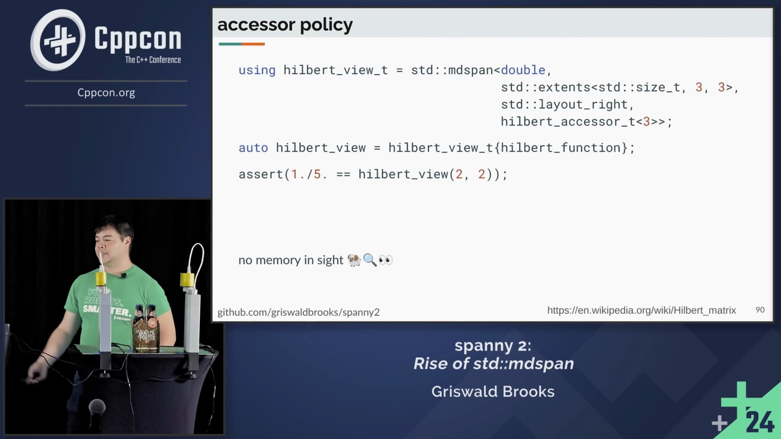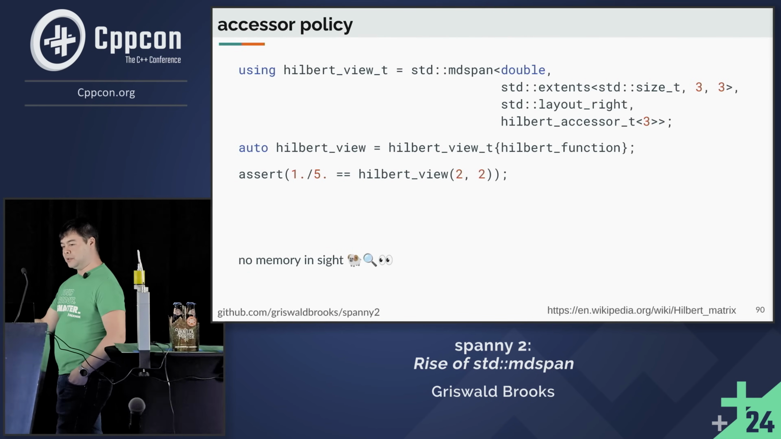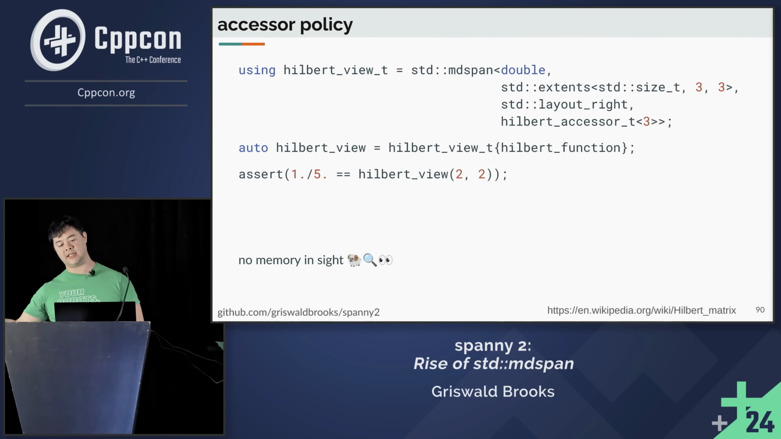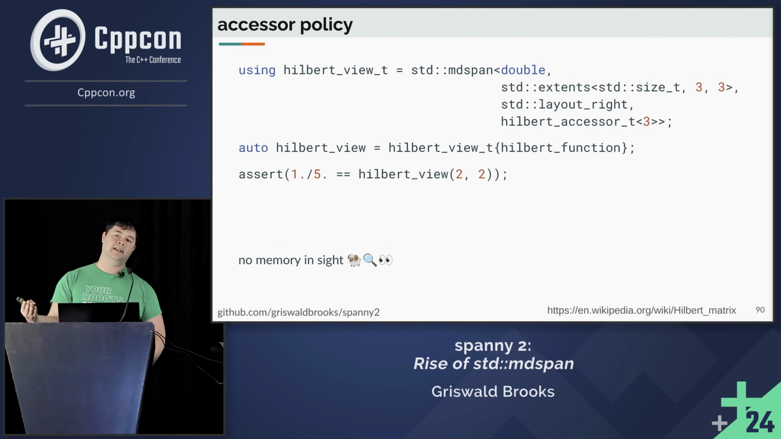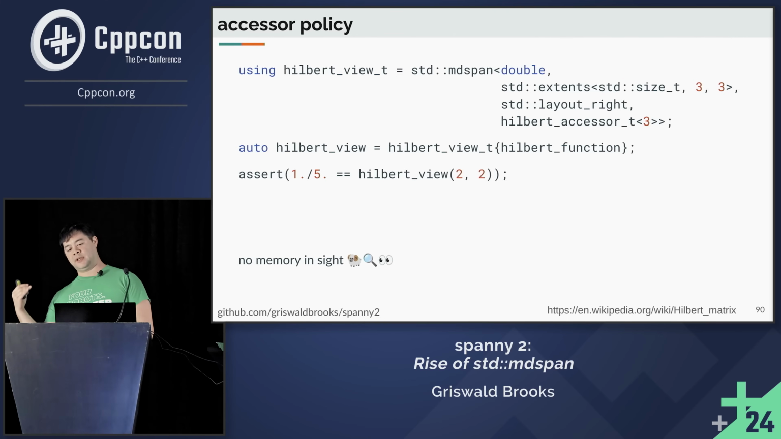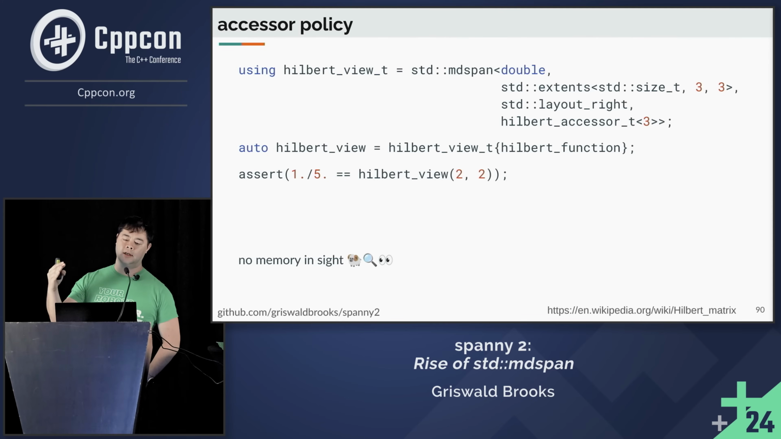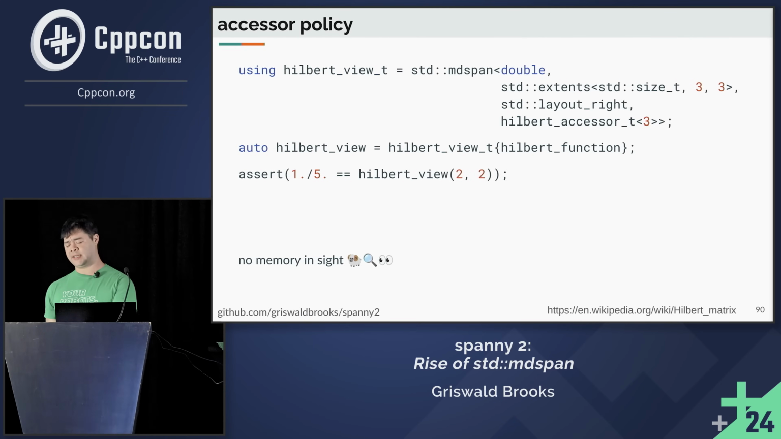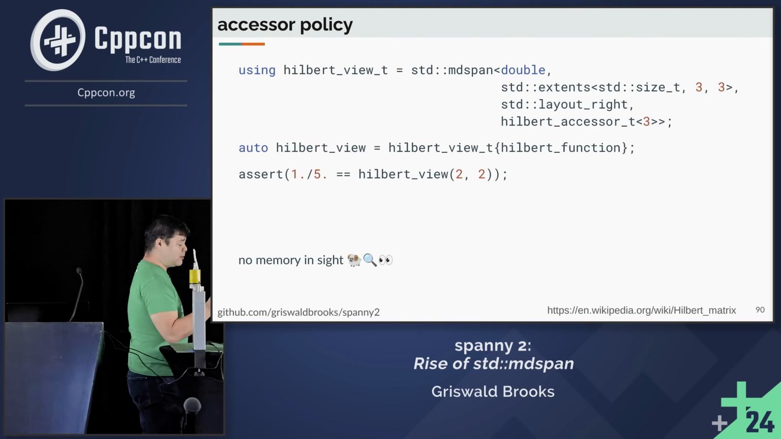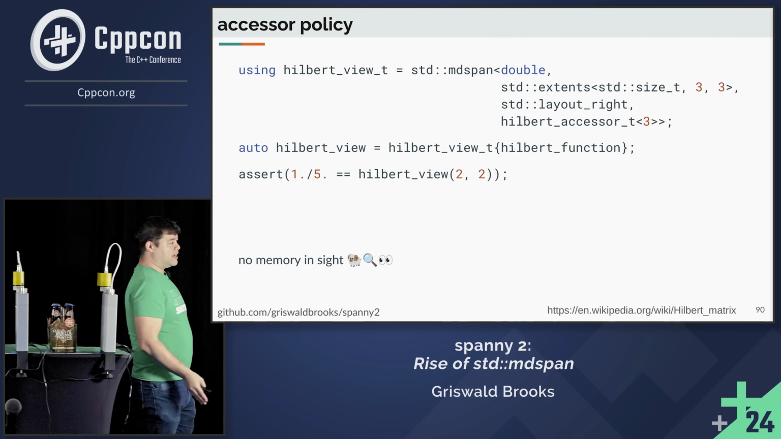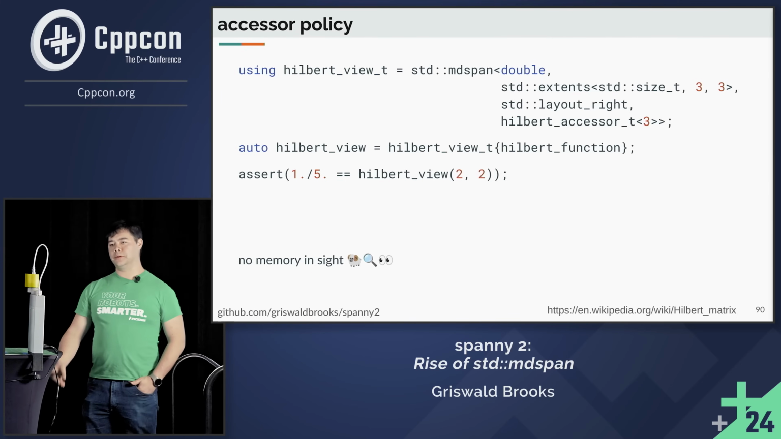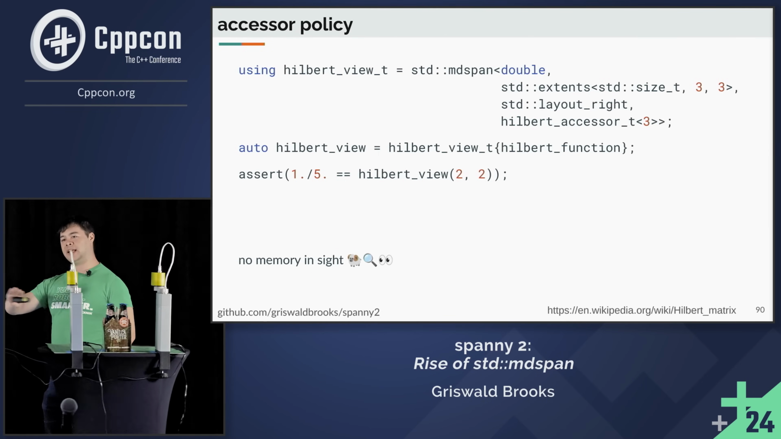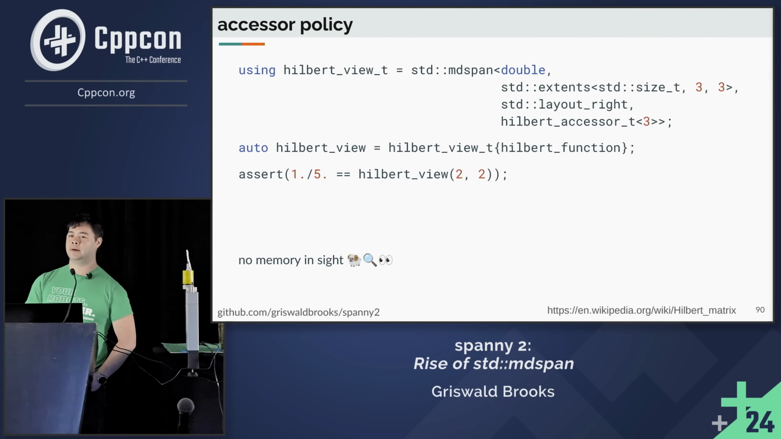And then we can use it. So we can make our mdspan Hilbert view with the 3x3 extents, and we have to specify layout right here because we need to specify the accessor. So then you have to tell it what the layout is. And we're going to tell the Hilbert accessor that it's going to be a width of 3. We give it that Hilbert function we made. And now when we access the elements of the Hilbert matrix, boom, we get the values we're supposed to get. No memory of any kind. Pure functional mdspan.